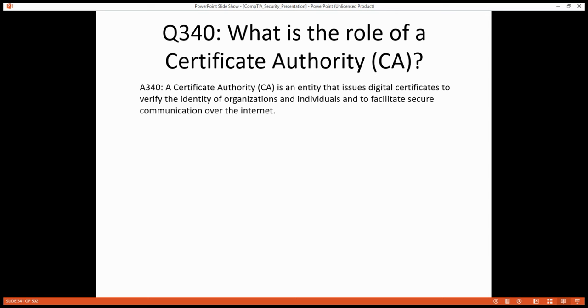Q340. What is the role of a certificate authority, CA? A340. A certificate authority, CA, is an entity that issues digital certificates to verify the identity of organizations and individuals and to facilitate secure communication over the Internet.